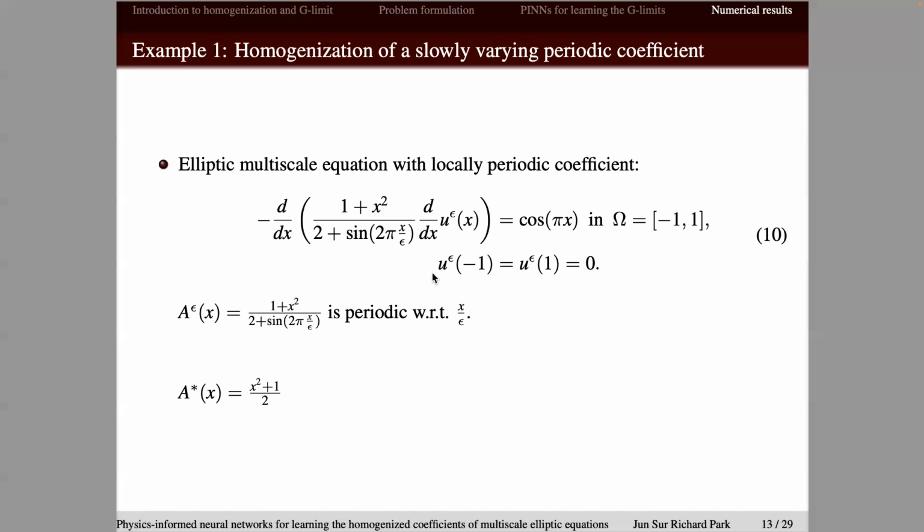Okay, so to check the validity of our method, we first try this example. For this example, you can see that we have this locally periodic coefficient because it depends on this macroscopic variable x and the phase variable x over epsilon. It's periodic with respect to our phase variable, so we call it a locally periodic multiscale coefficient. In this case, the traditional homogenization has been well developed, so we know the analytic solution, the analytic limit. But we still want to check the validity of our methods. That's why we tried this example.